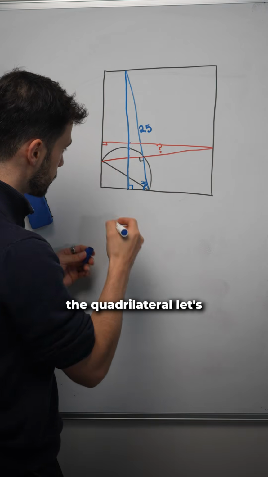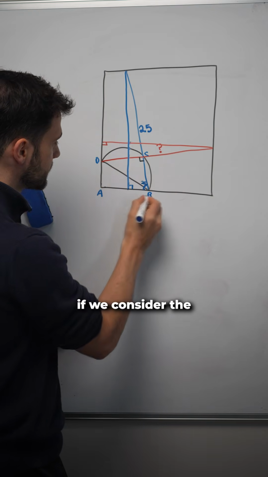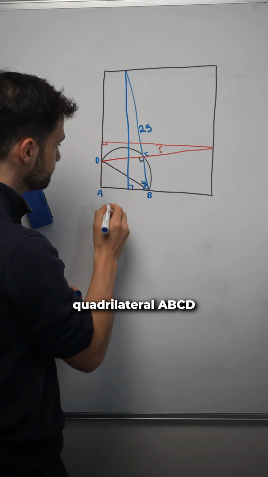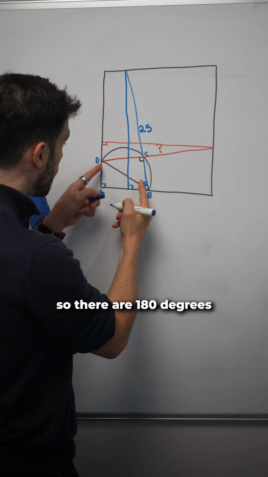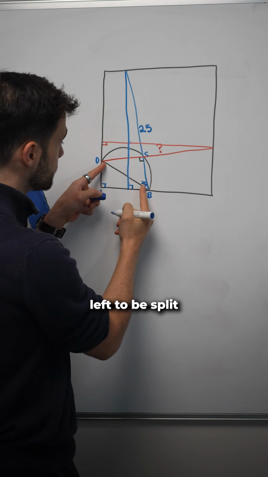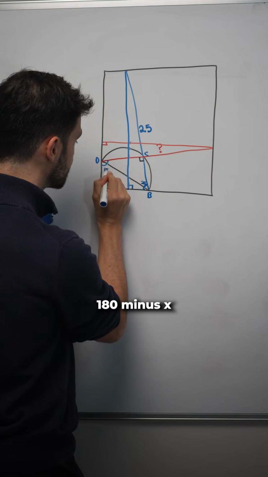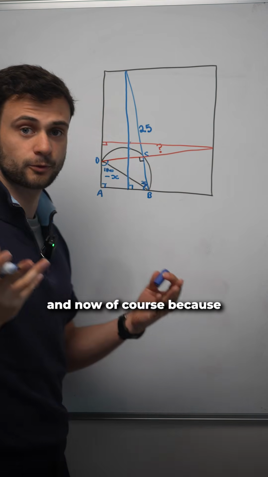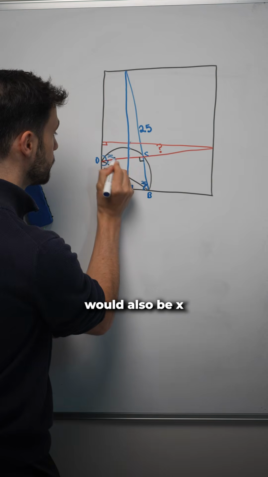So if we consider the quadrilateral, let's label this up with A, B, C, and D. If we consider the quadrilateral ABCD, we've got two 90-degree angles, which sum to 180. So there are 180 degrees left to be split across these two angles. So this would be 180 minus x. And now, of course, because angles on a straight line sum to 180, this angle would also be x.